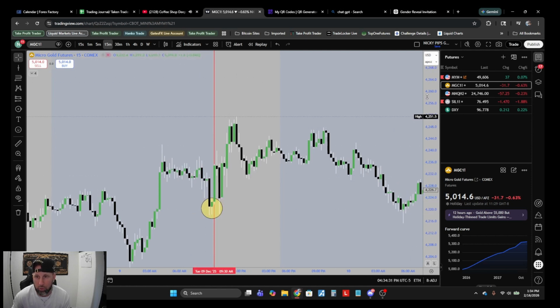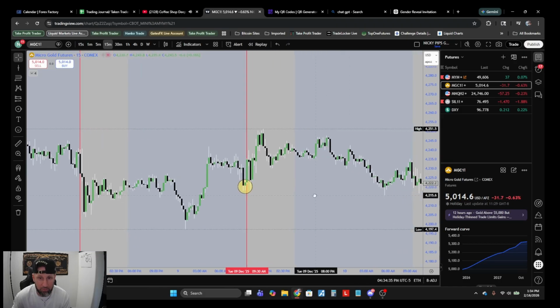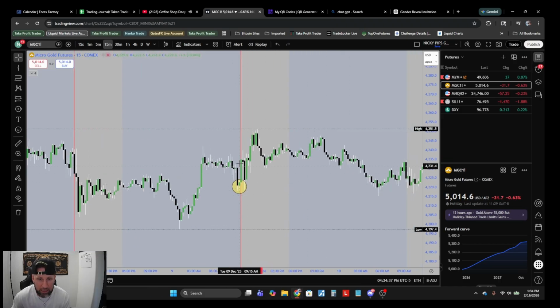Or what we could have done also is, of course, we were waiting for direction to continue, right? So of course we had a nice push up, a nice rejection here, and then price continued to push up. This was at about 10:15. So again, we could have capitalized on that. We could have taken a long position here.